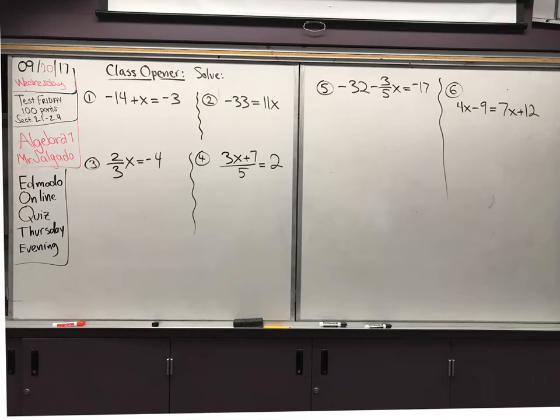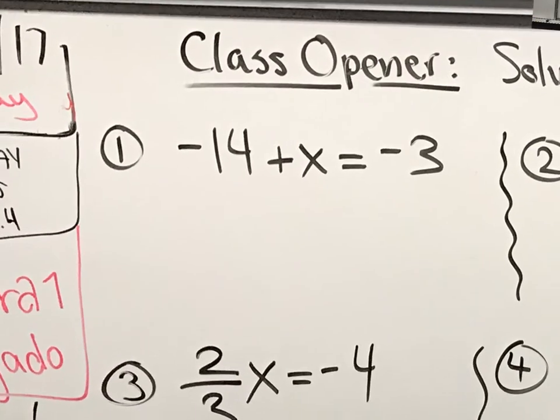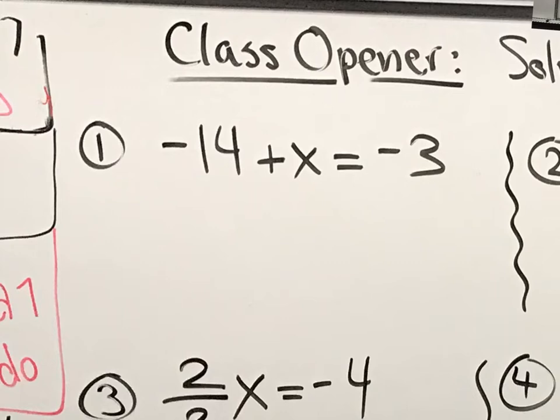So here's the class opener explained. Let's take a look at number 1. Again, the thought process is, where's the x at? It's on the left side of the equal sign. Is it by itself? No, there's this minus 14 right there. So we need to get rid of that minus 14 by doing the opposite, which is plus 14.